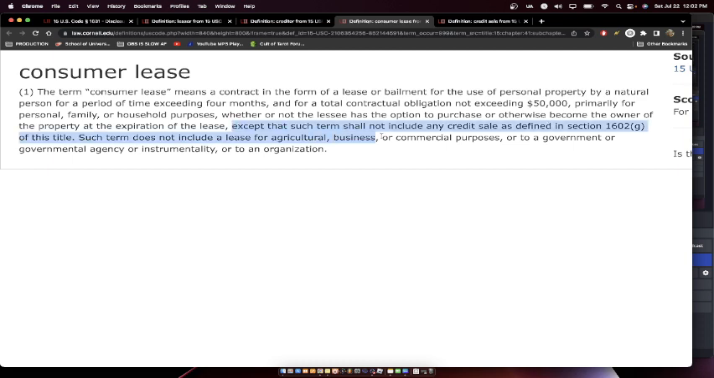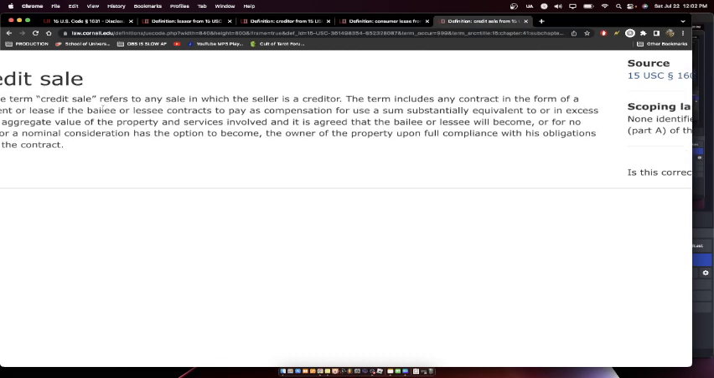So a consumer lease is not a credit sale. It is not a lease for agricultural, business, or commercial purposes, or to a government agency, instrumentality, or organization. It is primarily for personal, family, and household purposes. It is not a credit sale. What is a credit sale?